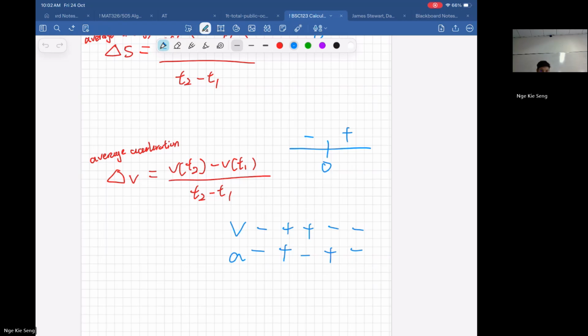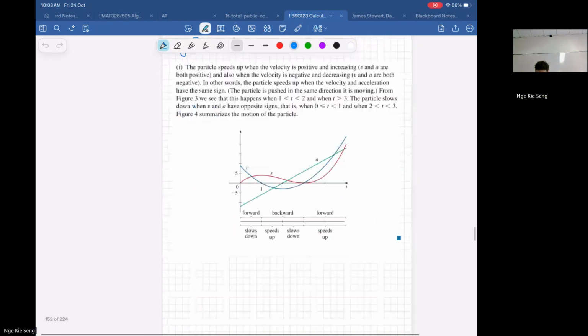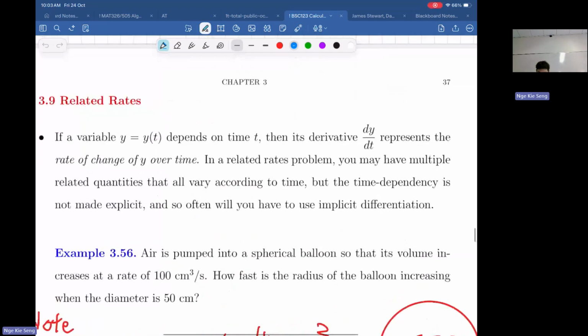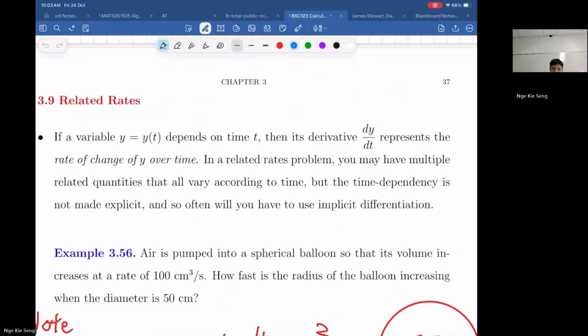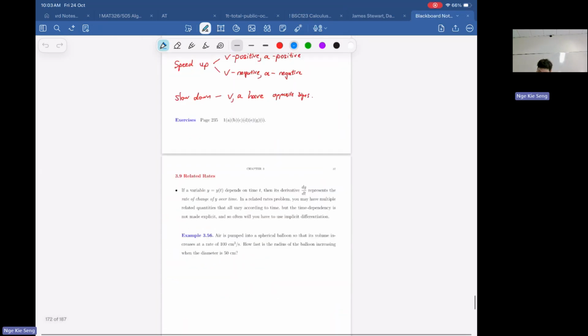Okay. Let's continue. So the second last part is about this related velocity here. So what's related velocity?